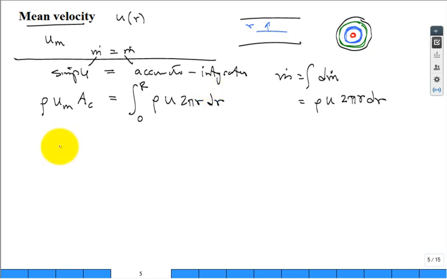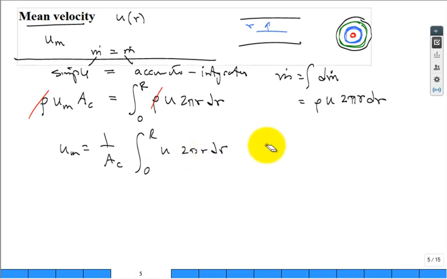So now you can come in here, sometimes they'll cancel that, but it's really a mass flow rate. Now what are we doing? A volumetric flow rate? If the mass density is constant, then you can express u sub m as a volumetric flow rate equation instead of a mass flow rate. And then we get u sub m is equal to 1 over A sub c, the cross-sectional area, integral from 0 to R of u, 2 pi r dr. Sometimes they'll just say, let's call this dA, the little area of the ring. The little area of the ring is 2 pi r dr. So different ways of expressing it.